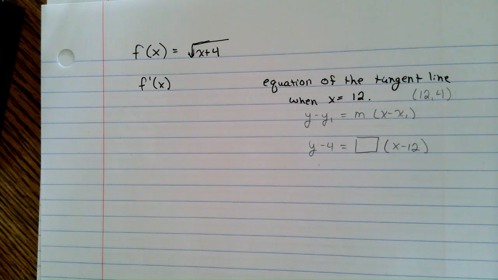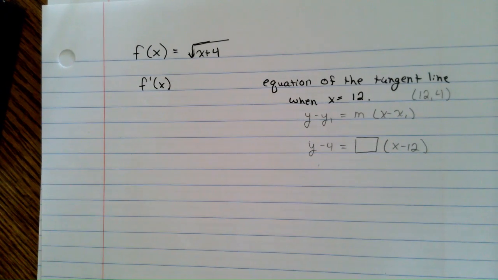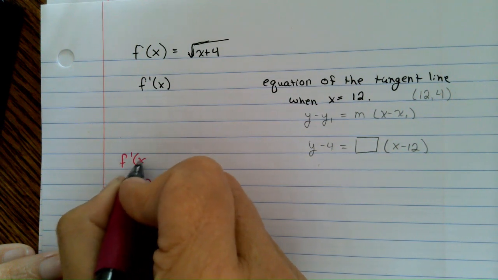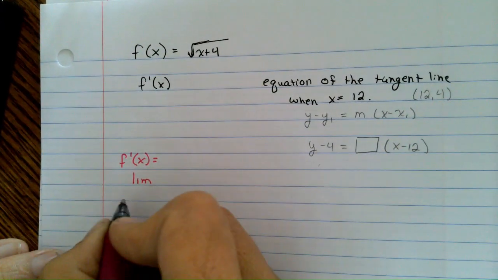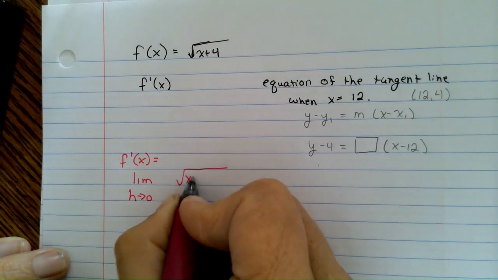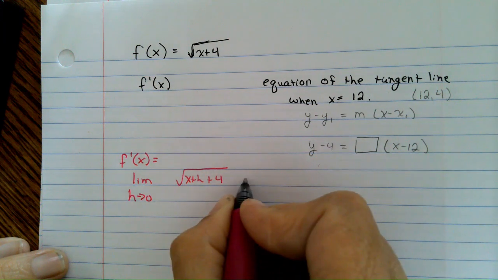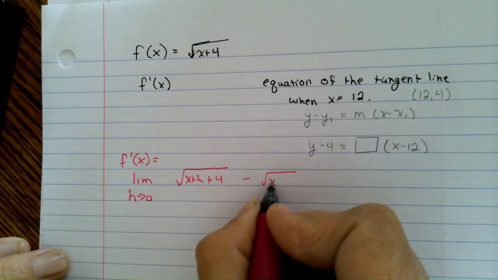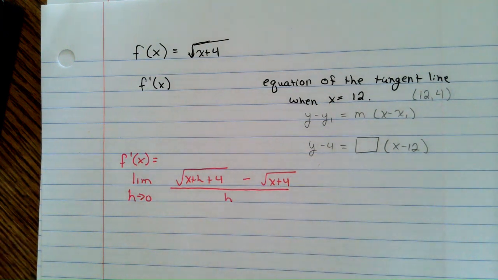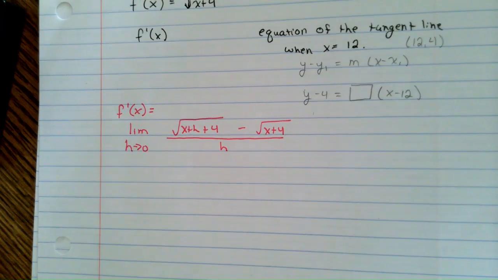I need to get the slope of my tangent line, and in order to get the slope of my tangent line, I've got to derive. Okay. The limit, remember your derivative, is going to equal the limit as h approaches 0 of your equation with x plus h substituted minus your equation, all over h. Well, there's not much we could do there now, is there?